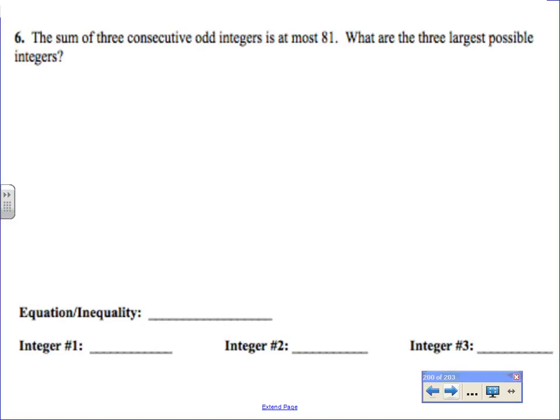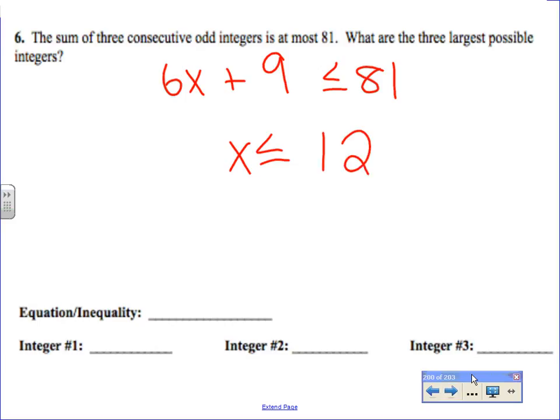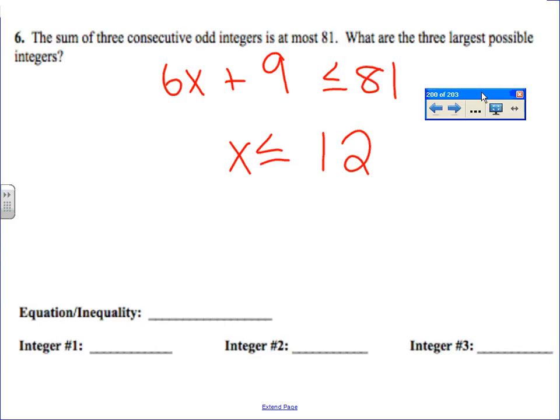All right, Anastasia, can you just tell us, after you combine like terms, what was your setup, your inequality? Good. After you combined like terms, what did you get? Five plus 3 plus 1. Good. Okay. All right, Madison, after you solved for x, what did you get? Good job. Marissa, what 3 consecutive odd integers is at most 81?